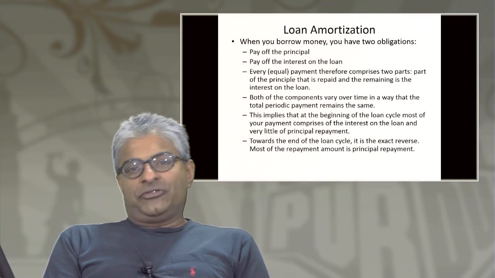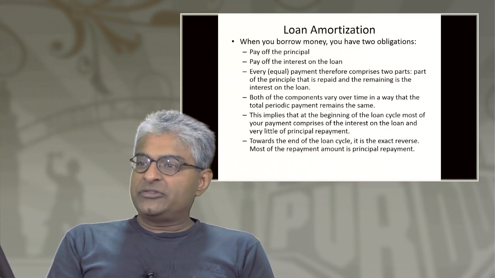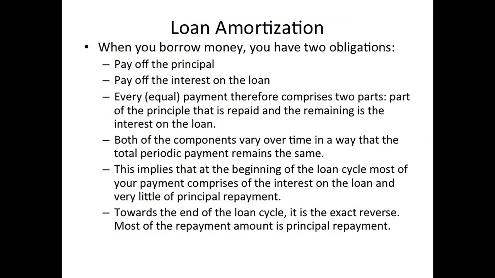And here's another application of time value of money principles, and this one pertains to loan amortization. What is loan amortization? When you borrow money, you have two obligations: to pay off the principal as well as to pay off the interest on the loan. Now, if you've paid attention to loans around you, like a mortgage loan or any other kind of loan that requires monthly payments, they're usually the same amount. It's equal monthly sums that you have to pay.